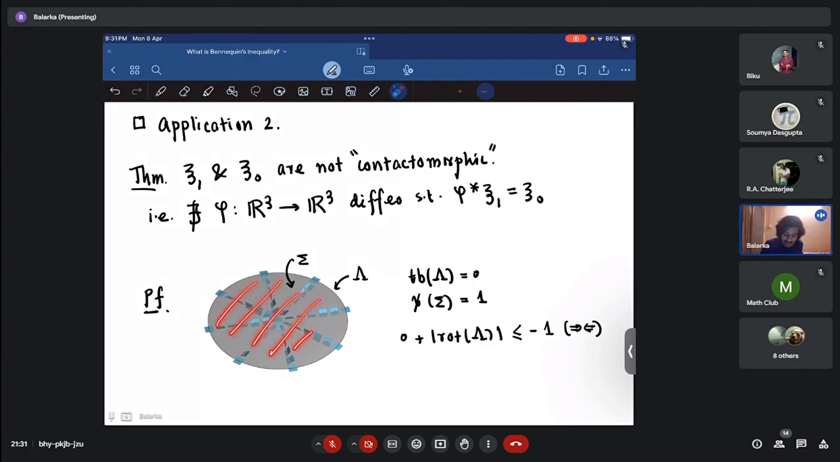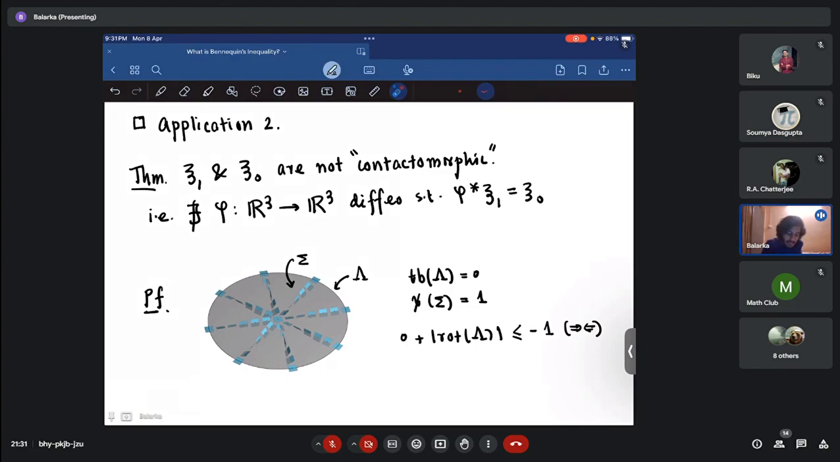It's literally the unknot. So the Euler characteristic of the Seifert surface, the Euler characteristic of the disk, is 1. So if they were contactomorphic, if xi1 and xi0 were really the same, the Thurston-Bennequin inequality, or the Bennequin inequality, I'm sorry, it's also called the Thurston-Bennequin inequality because of related work that Thurston did.